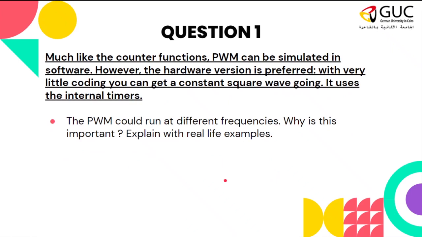Question 1, part B. Much like the counter functions, PWM can be simulated in software. However, the hardware version is preferred. With very little coding, you can get a constant square wave going. It uses internal timers. The question here says, the PWM could run at different frequencies. Why is this important? Explain it with real-life examples. Why do we need different frequencies? Why do we need this?